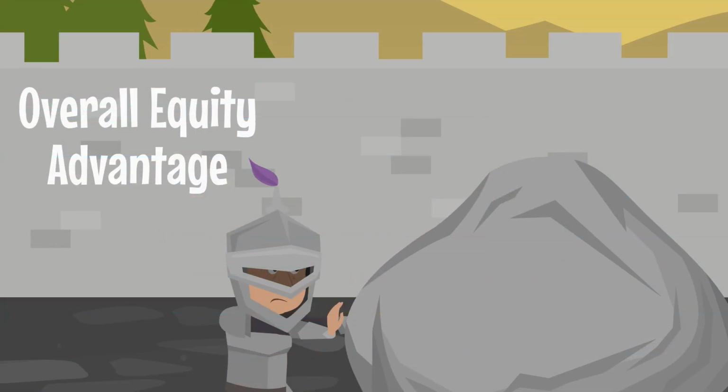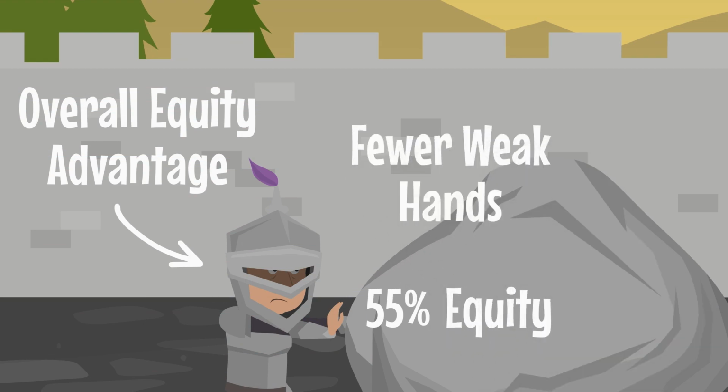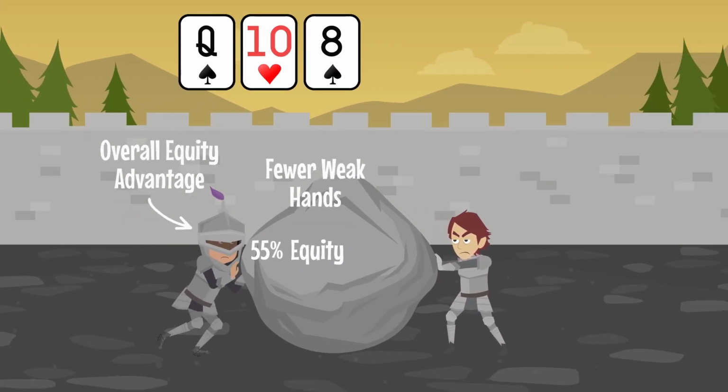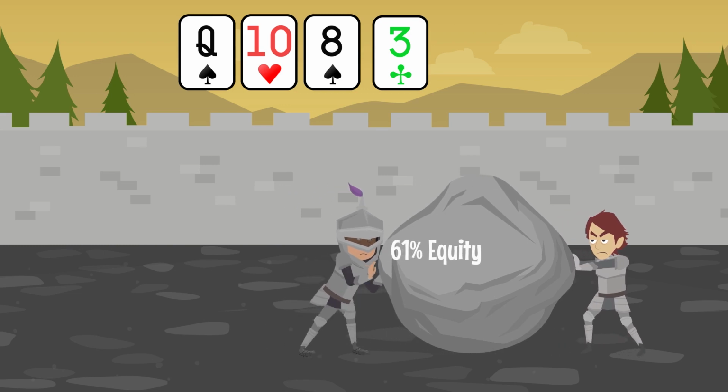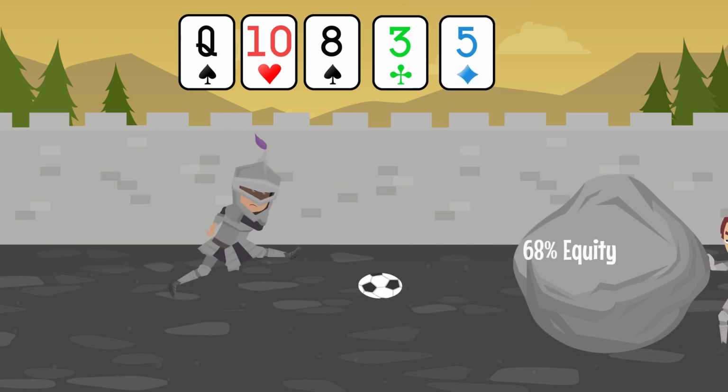A player with an overall equity advantage, in this case more middle hands and fewer weak hands, will want to push that equity through to the next street to force other players to call with a higher frequency and take advantage of their weaker range on later streets.